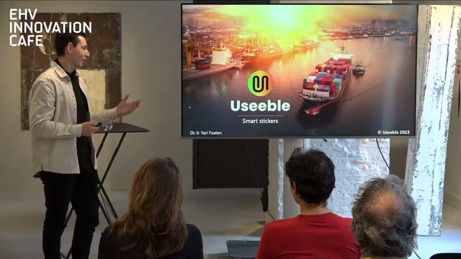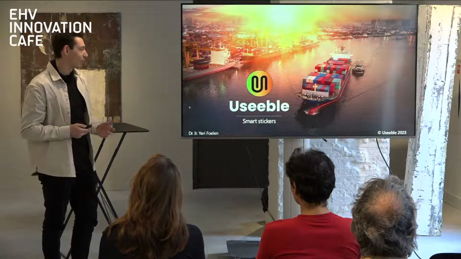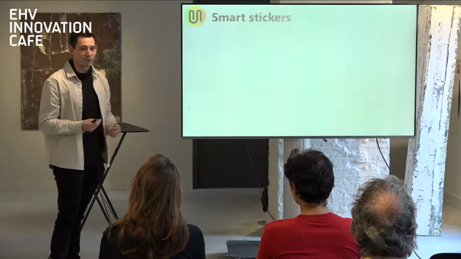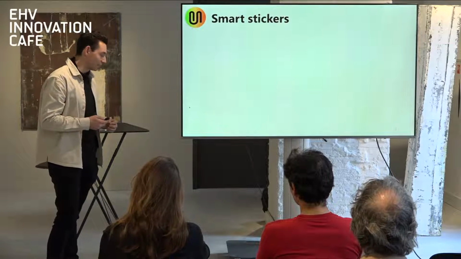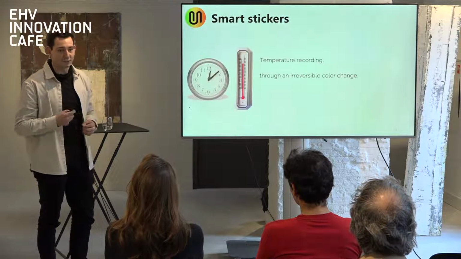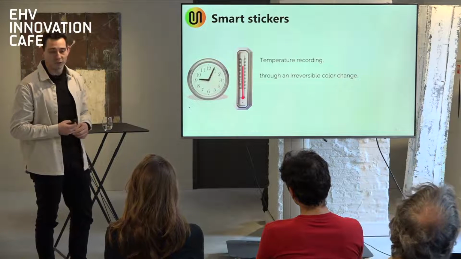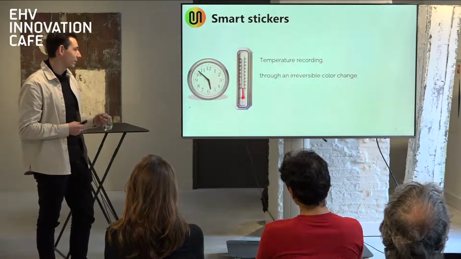So, smart stickers, what should they do? Are they fancy electronics? Well, no. For us, the smart thing is really inherently in the material. So what we want to do is follow the temperature exposure over time. Basically record temperature that's been endured during the lifetime of a product, and we want to do this by an irreversible color change.